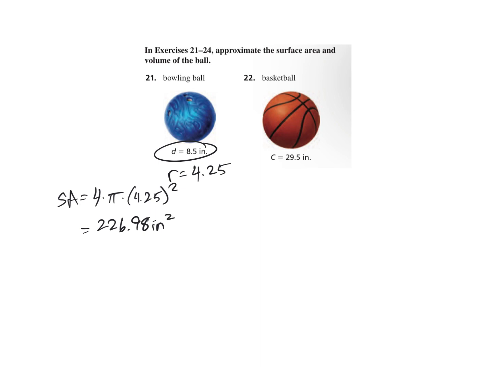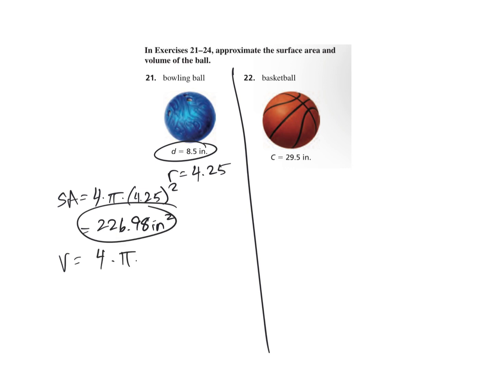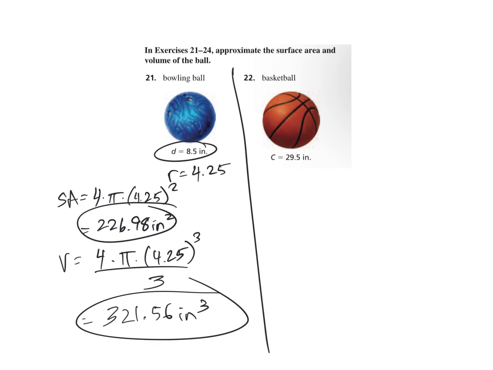The volume is going to be 4 times pi times 4.25 cubed divided by 3. So we take 4.25, we cube it, times it by pi, times it by 4, and then divide by 3. And you should get 321.56, and that's cubic inches.